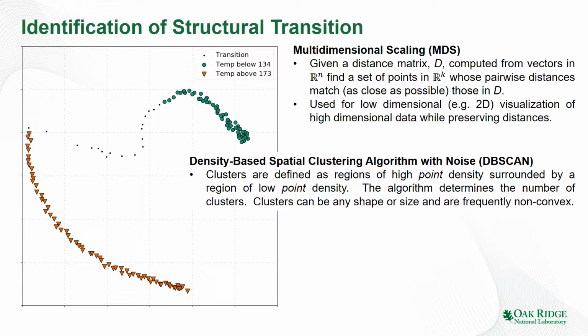For the remaining few slides, I'll endeavor to convince you that these conclusions are correct. Specifically, that there are 2 steady states before about 134 degrees and after about 173 degrees. And in between 134 and 173 degrees, a structural transition occurs.